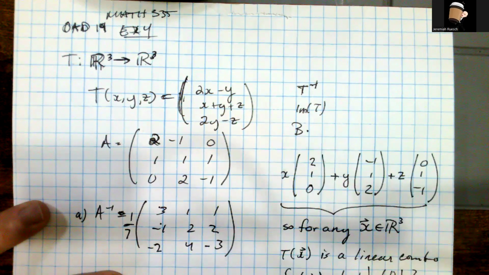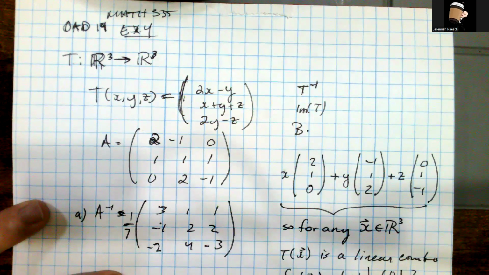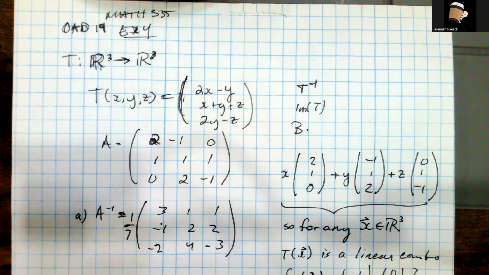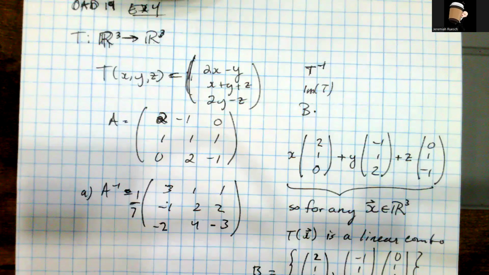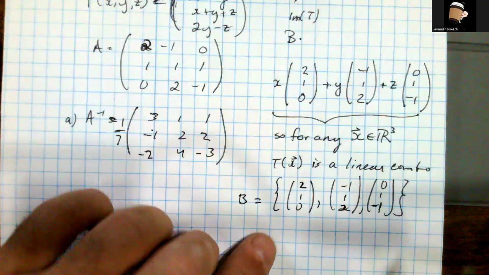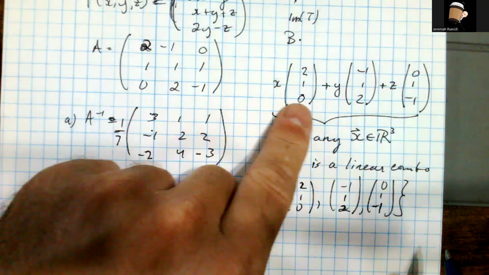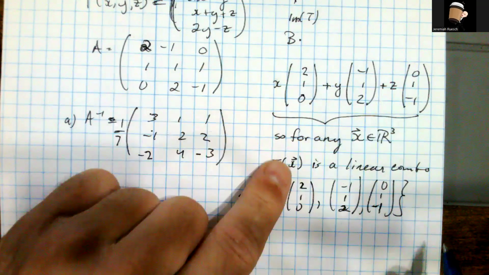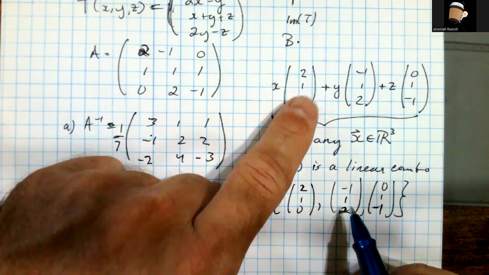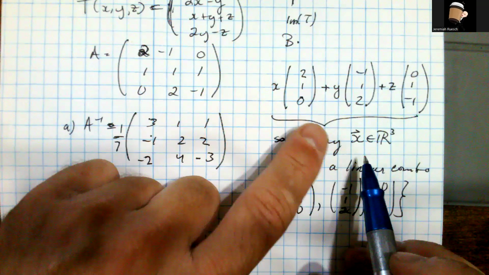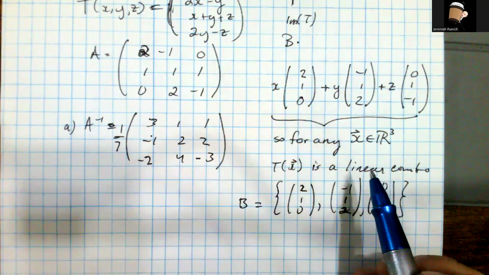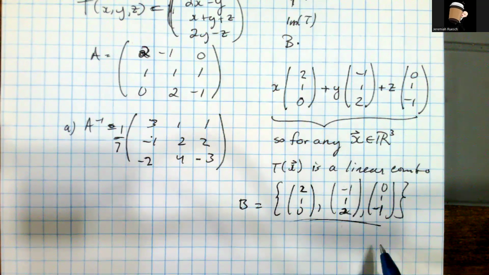So this would be our basis set here. These are linearly independent, and they span all of R3. So this is the basis set for our transformation, since these are each linearly independent and they span all of R3. Any vector x that is transformed by this matrix, or by this transformation, will be in the span of this set.